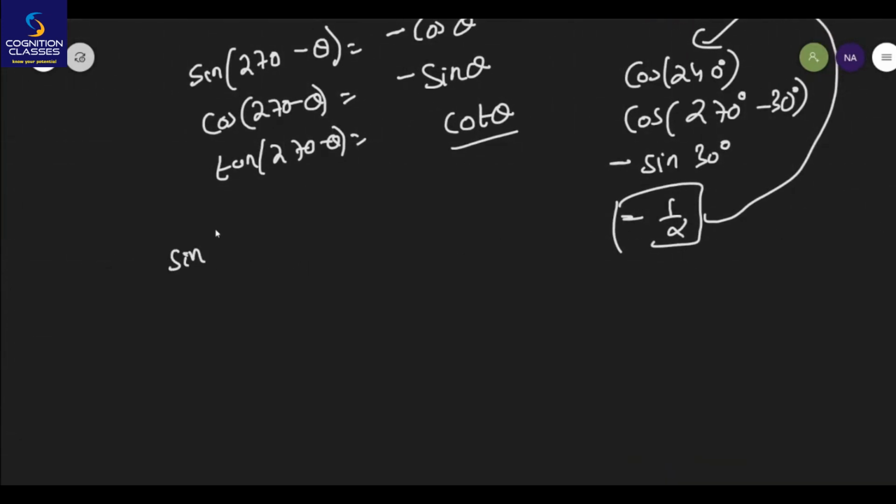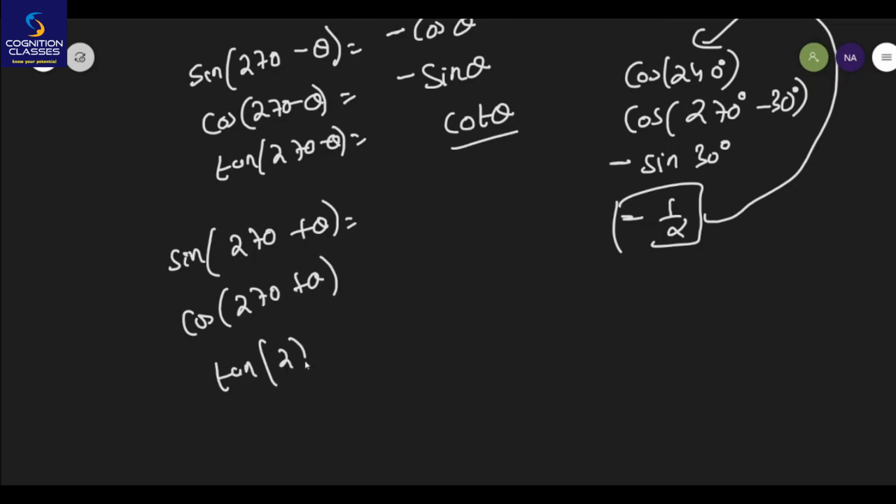Let me move ahead giving you a few more examples. Sine 270 plus theta, cos 270 plus theta, and tan 270 plus theta. Try to do it on your own by pausing the video. Let me do it here for you. For sine 270 plus theta, 270 is the axis of change, so it will become cos theta, and in the fourth quadrant sine is negative, so this will become minus cos theta.